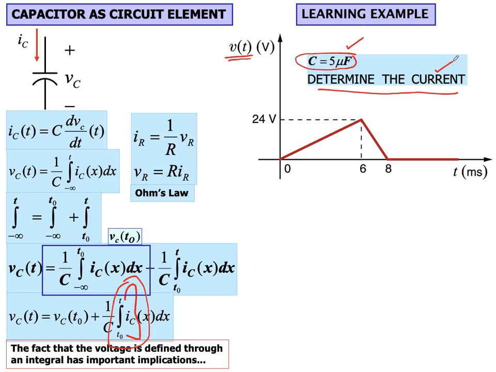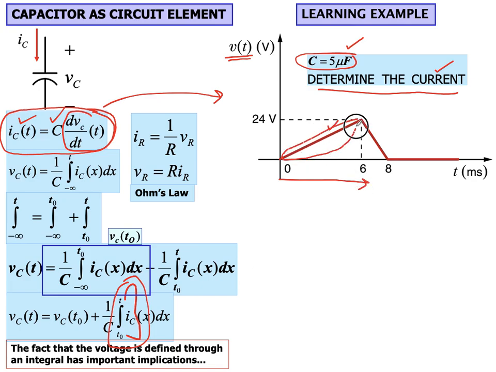Since we need to find the value of the current from voltage, we need to make use of this differential form of the capacitance law. So we can apply this relationship here. How can we find the current? Current can be found by taking the derivative of the voltage and multiplying by the capacitance. If we look at this curve, this is the slope of the voltage. From 0 to 6, we can see the slope is constant, and we know that the derivative is nothing else but finding the slope of the line. And from 6 to 8, this is the slope of the line that we need to find.